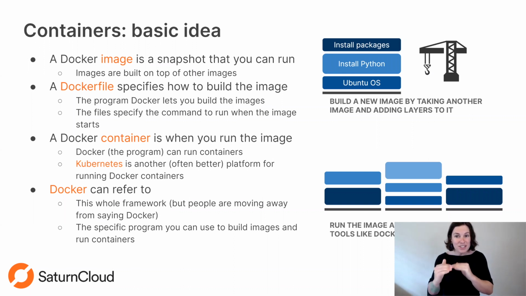And Docker images are built on top of other Docker images. So to build a Docker image, I would start by taking an image that just has Ubuntu. I would add a layer to that image that adds Python, and I'd add another layer onto that that adds the packages.